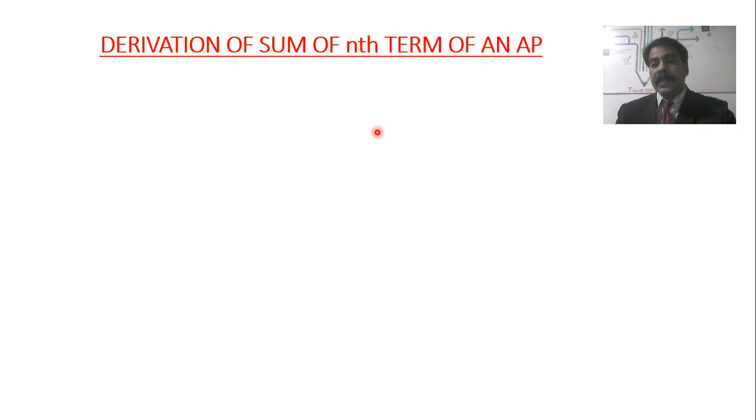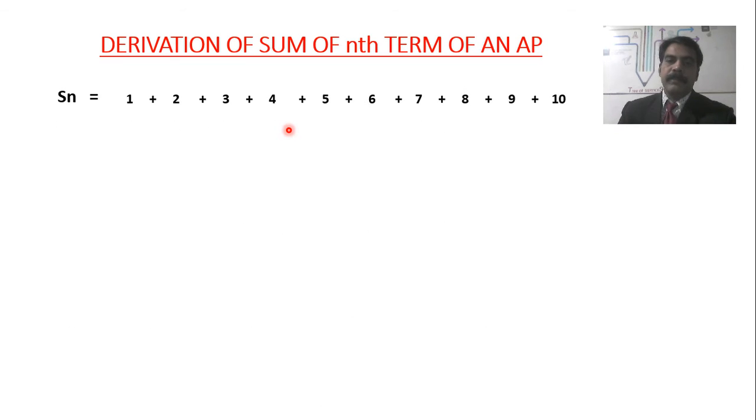But if I ask you to find out the total amount deposited in your piggy bank in the month of February, then what will we do? At that time you have to add all the values. That addition, sum, total of all the values is known as sum of nth term of an AP. So in order to understand sum of nth term of an AP, let us consider one example here.